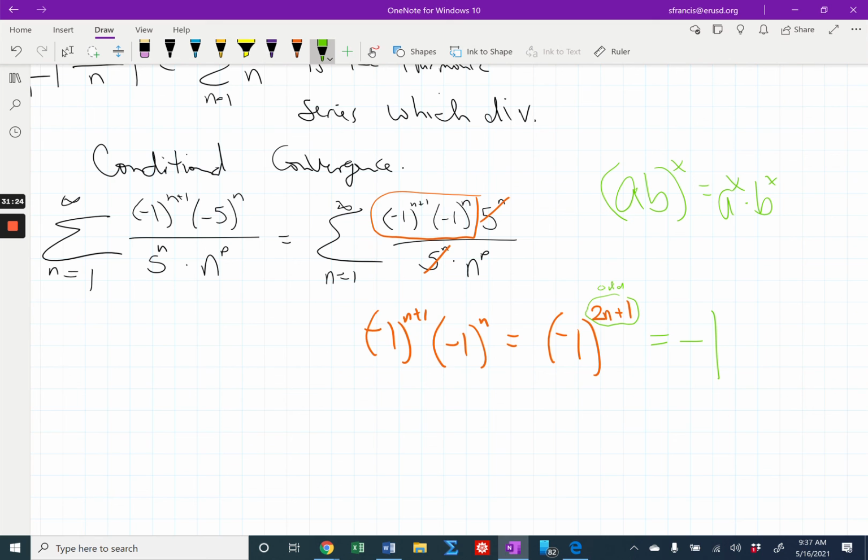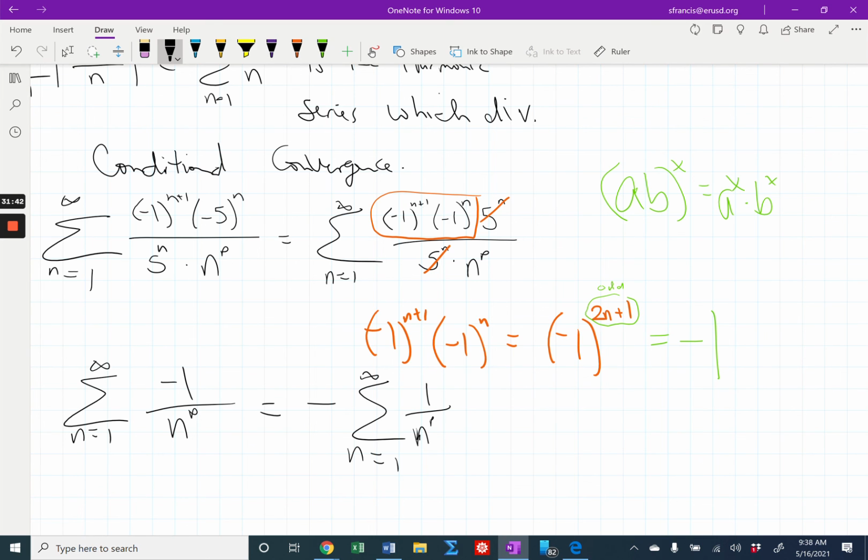So then my series becomes always negative 1 on top over n to the power of p. I could factor out that negative 1 in front of the series here like this, and I get 1 over n to the p. And this is just the opposite of a p-series.